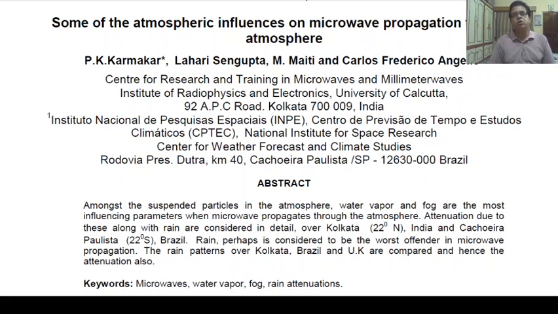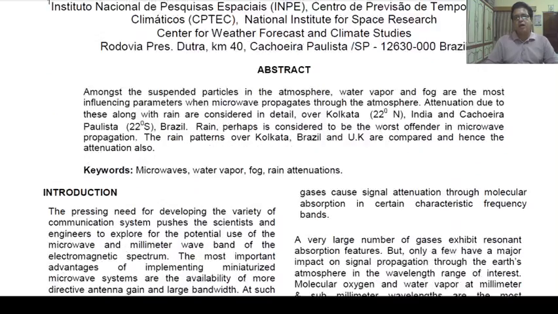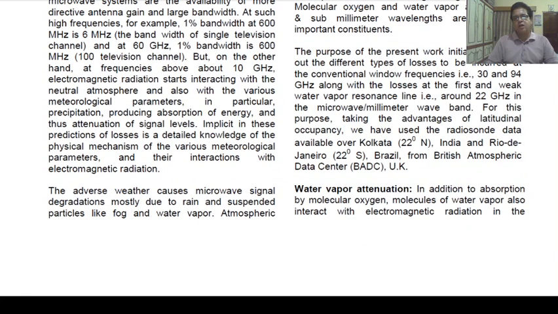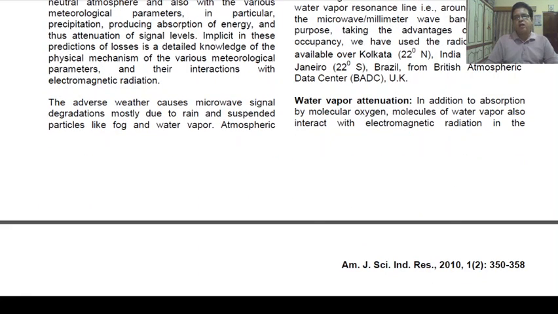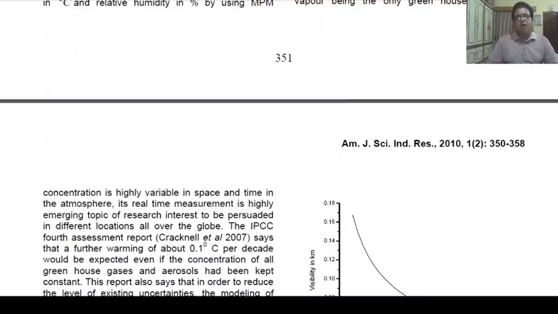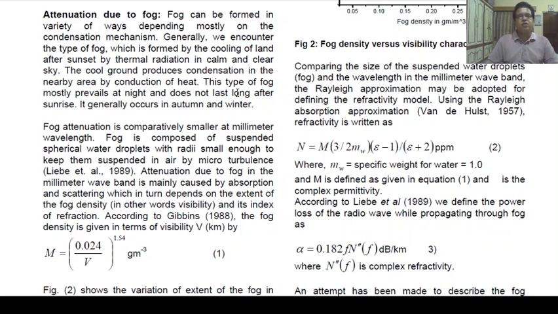Today we are going to continue the topic atmospheric effect on propagation of microwaves: how microwave propagation is affected by the atmospheric conditions. So we continue this topic. In the last lecture, we understood the general consideration of the attenuation factors and water vapor attenuation. Today we start from the attenuation due to fog.